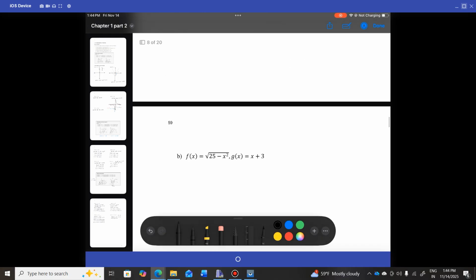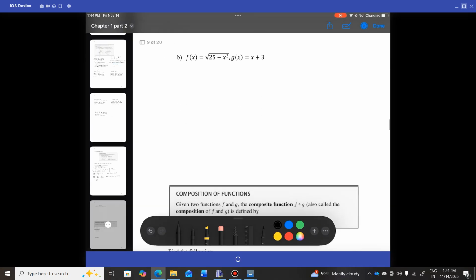Okay, so let's look at this next one. f of x equals the square root of 25 minus x squared. g of x equals x plus 3. Alright, so g of x has a domain of all real numbers. 25 minus x squared, that has a domain that's going to be between 5 and negative 5.